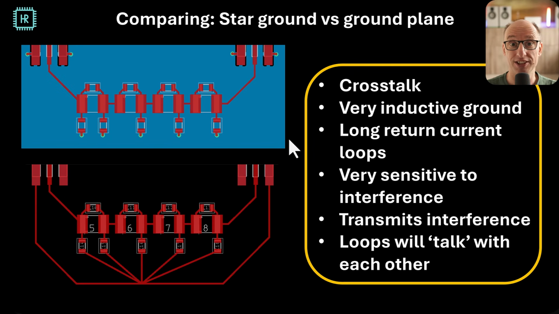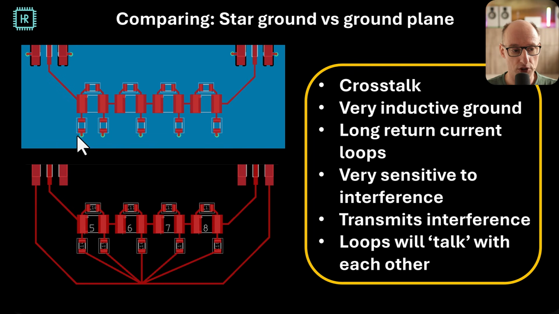Now let's compare those exact same elements on the layout with a ground plane. Crosstalk: you can see that there is a plane for the return current, and planes have the lowest impedance from DC to infinite frequency, or as far as you can go. So that'll be greatly reduced. Your ground will not be inductive at all, as it's the same point. Ground planes have the lowest possible impedance.